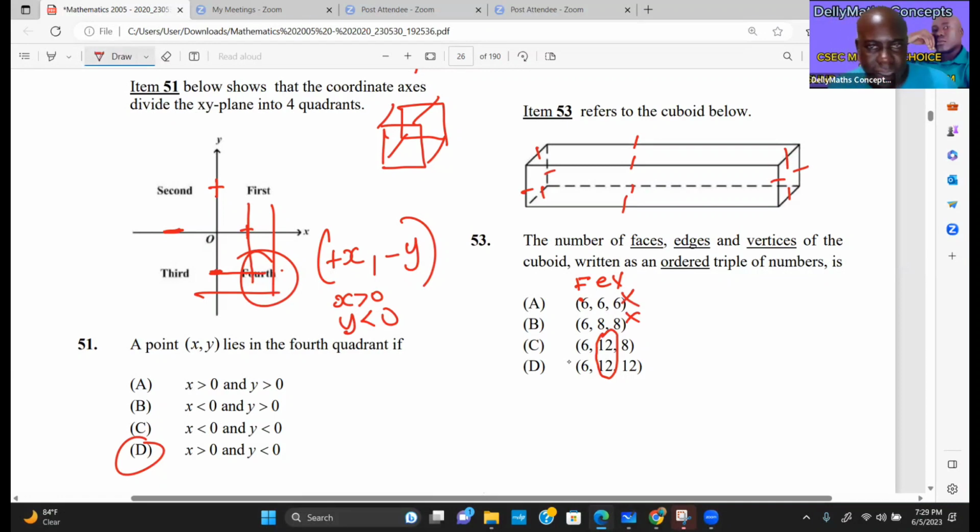Now let's look at the vertices. My vertices are the corner spots. Here is a vertex. That's another. So how many vertices do I have down here? Let's clean up the diagram. Let's look at the vertices that I have available to me. That's a vertex. That's another. That's another.